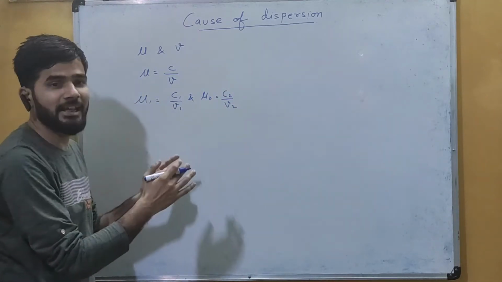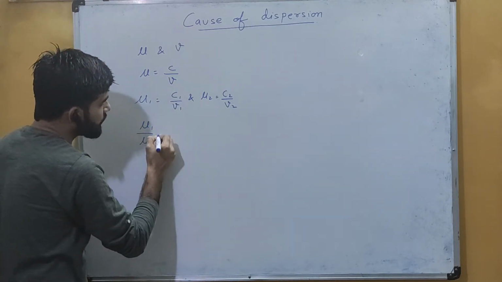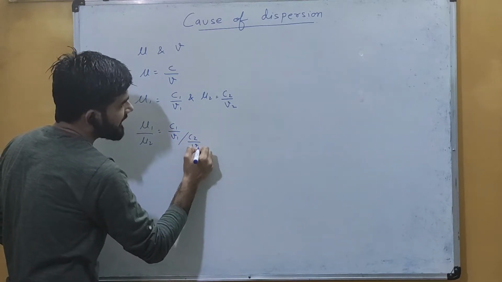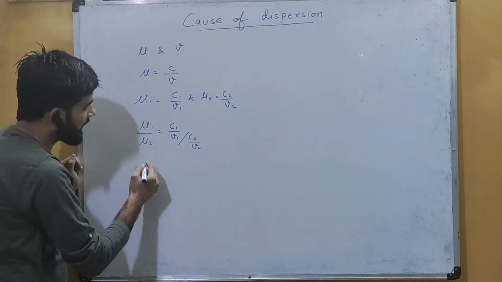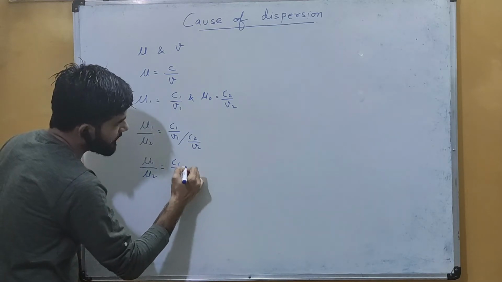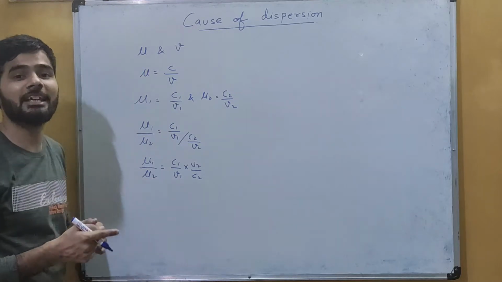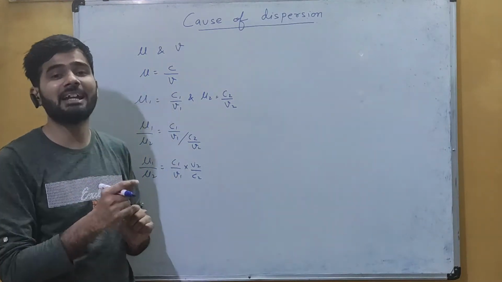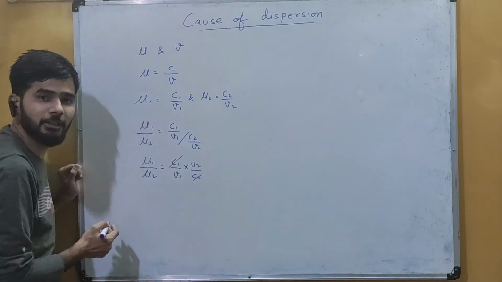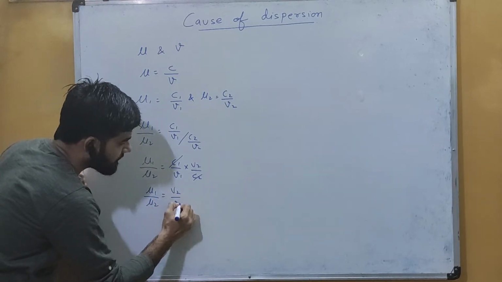Now I will take the ratio of these two refractive indices. I can write mu1 by mu2 is equal to c1 by v1 whole upon c2 by v2. Now here I can write mu1 by mu2 is equal to c1 by v1 into v2 by c2. But here c1 and c2 are both the same. Why? Because they both are the speed of light in air or vacuum and that velocity remains constant. So here I can cancel c1 and c2. I can write mu1 by mu2 is equal to v2 by v1.